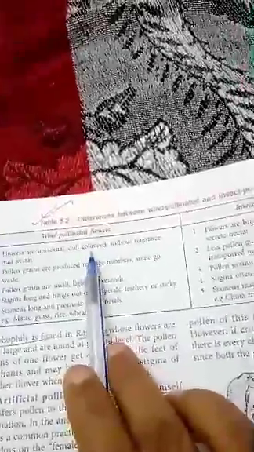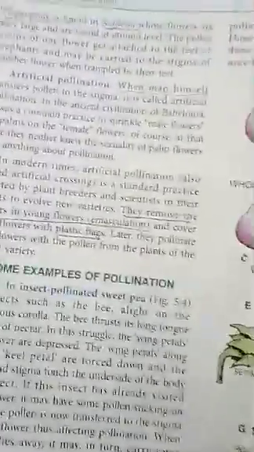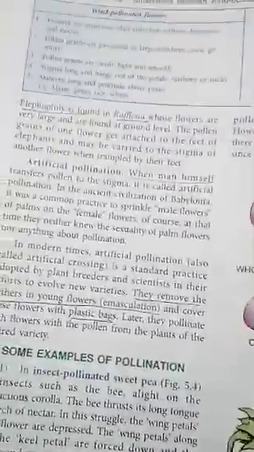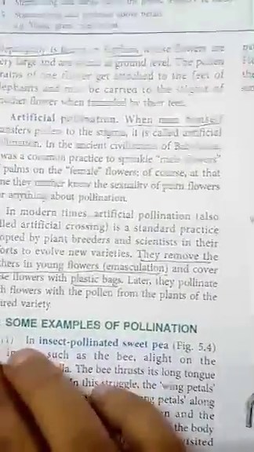Here again differences between wind pollinated and insect pollinated flowers are given. That also please learn the differences. Then we come to this. So till now we have discussed natural methods of pollination, that is how a plant by itself undergoes pollination. Now we come to artificial pollination, that is pollination carried out with the help of human beings.